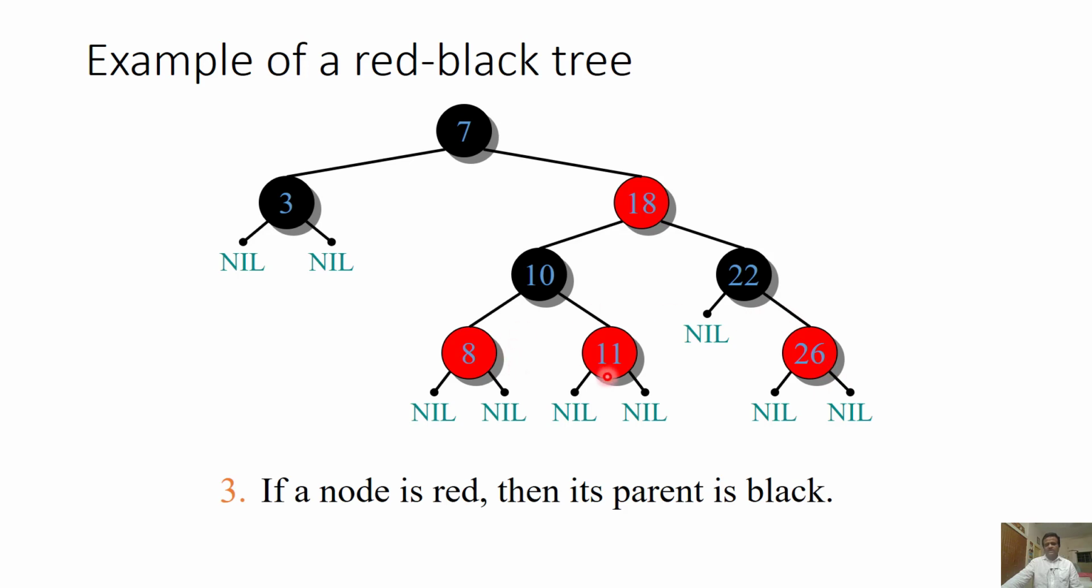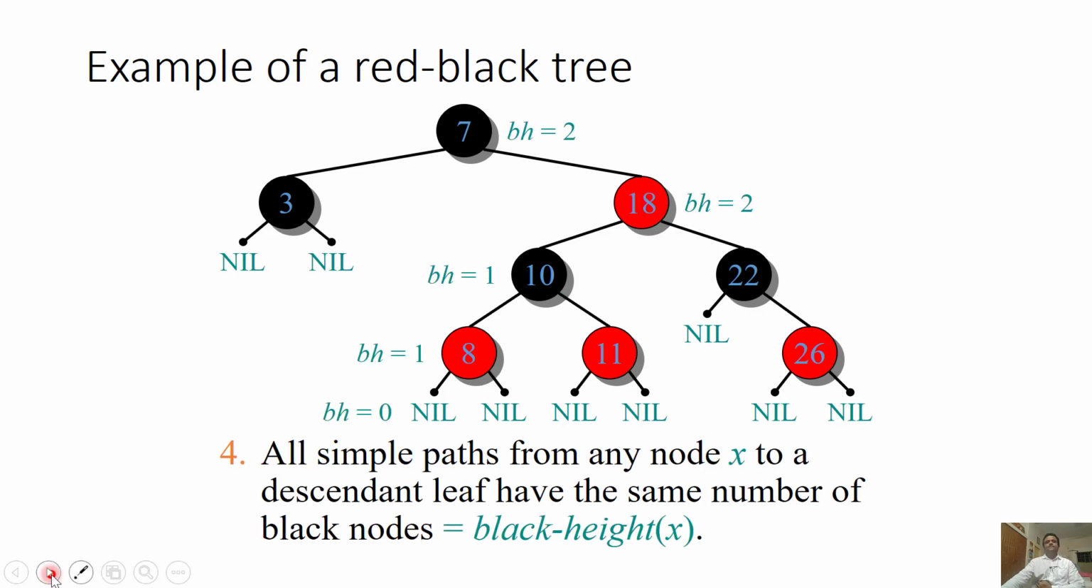Every red node in this example has a black parent, so that property is also satisfied. Another property is black height. We consider any node, and the convention is that the black height of nils is 0. Now, we consider this node 18. What is its black height? From 18 we take a simple path to a leaf. This is one path. What is the number of black nodes? 1 and 2. So this way we have 2.